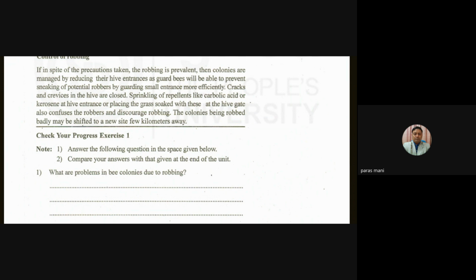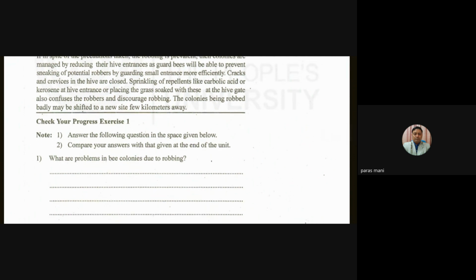And repellents may also be used. They have given carbolic acid or kerosene at the hive entrance, or placing grass soaked with these at the hive gate. It also confuses the robbers and discourages robbing. Only for a very short time can you do this, because placing chemicals like carbolic acid or kerosene at the entrance may also affect the activity of this colony, and the workers of this colony.